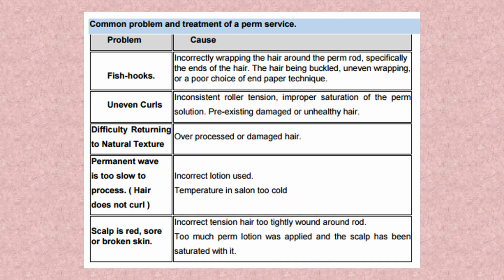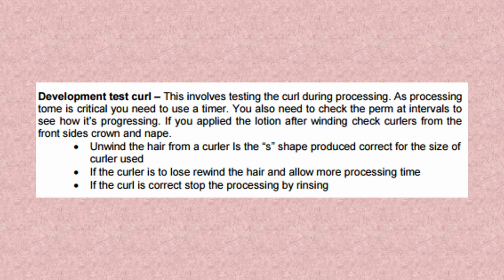If the permanent wave is too slow to process or the hair does not curl, then incorrect lotion was used, or the temperature in the salon is too cold. If the scalp is red, sore or has broken skin, there was incorrect tension, with hair too tightly wound around the rod, or too much perm lotion was applied and the scalp has been saturated with it.